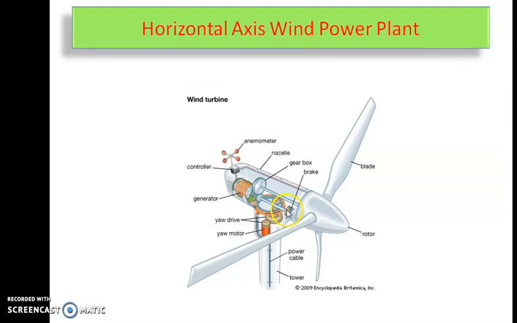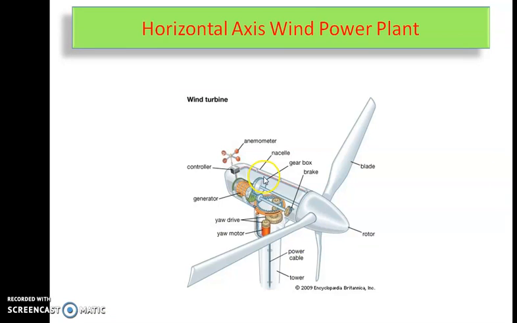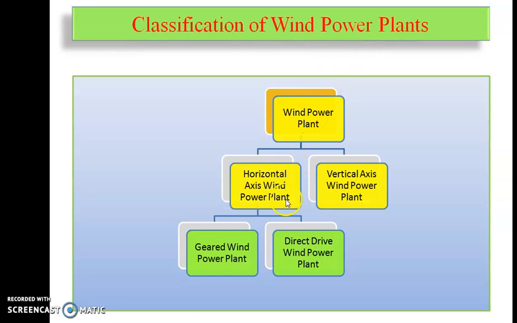So we will move towards the first one, which is the horizontal axis wind power plant. The main parts are the horizontal axis, and second is the vertical axis. In the horizontal axis we will see the details. As we have seen in a few previous lectures regarding the horizontal axis wind power plant, what does horizontal axis or vertical axis mean?